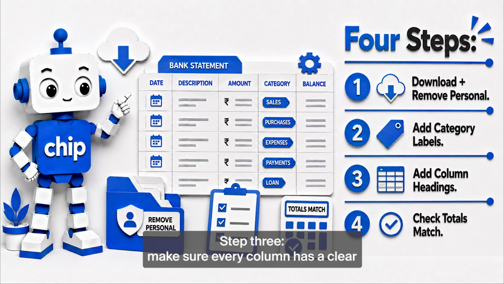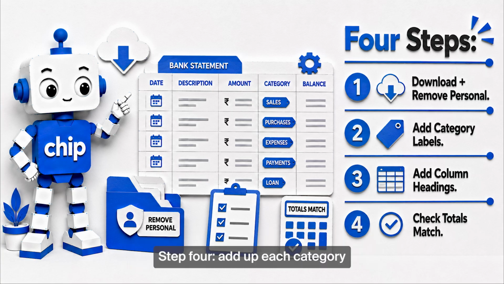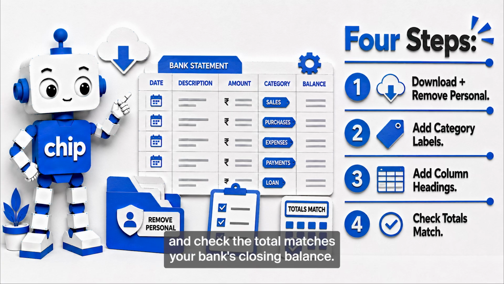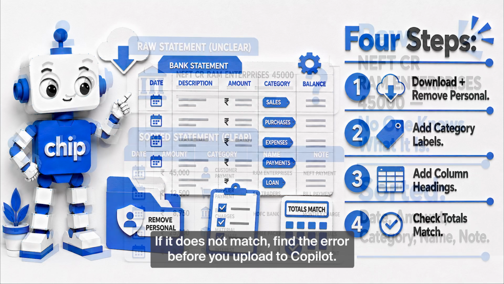Step 3. Make sure every column has a clear heading: date, description, amount paid out, amount received, category, supplier or customer name, and any notes. Step 4. Add up each category and check the total matches your bank's closing balance. If it does not match, find the error before you upload to Copilot.